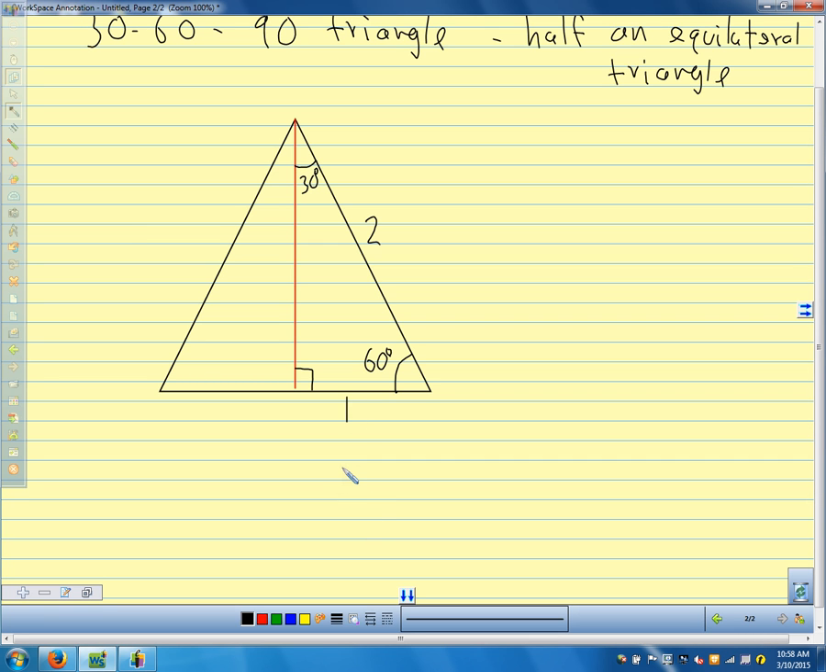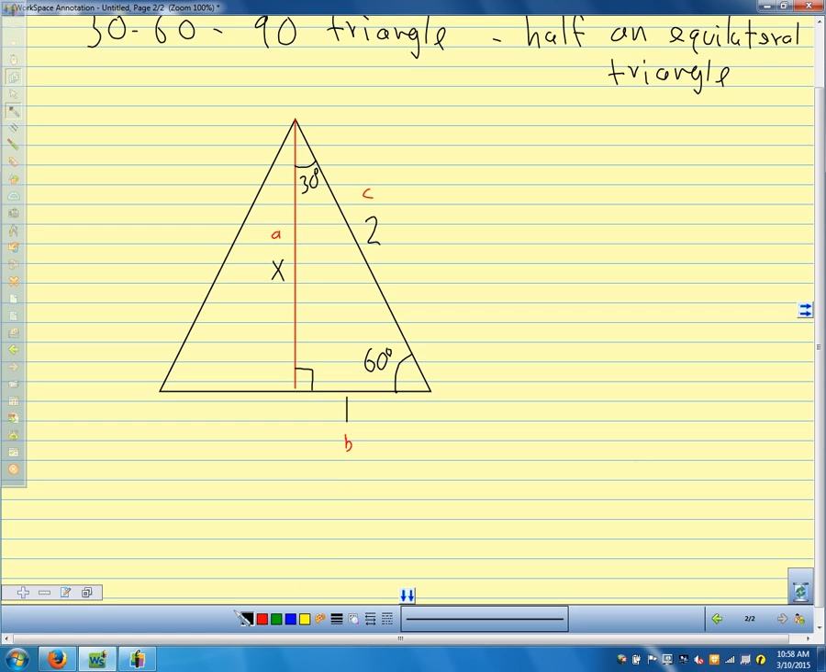And what we're going to do for the 30, 60, 90 triangle now, we have our little right triangle here. We're going to find the length of this red segment. Let's call that x. Would that be the hypotenuse of this triangle? No, the hypotenuse is that side. So for this triangle, this side would be C. I could call this A and this side B.